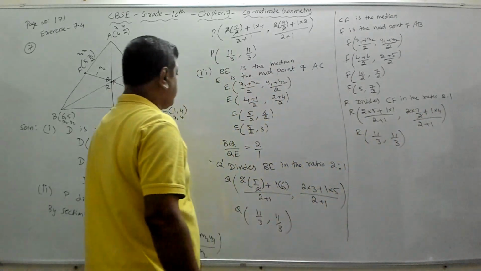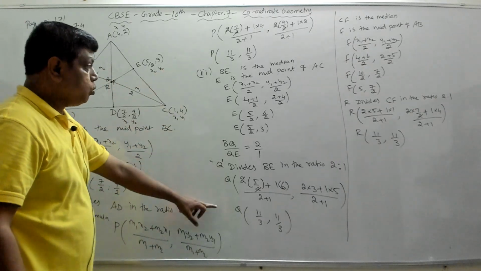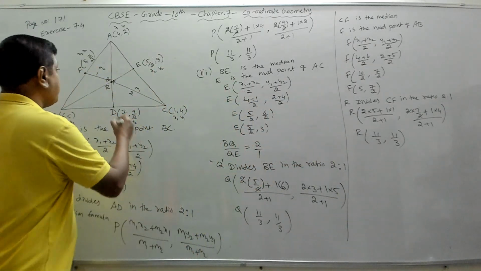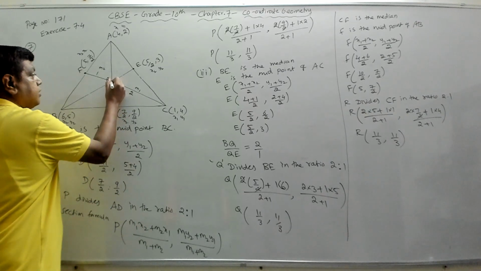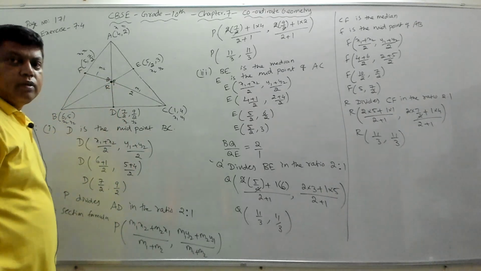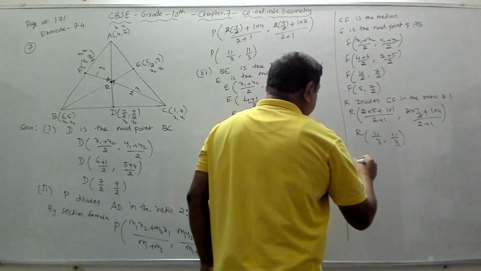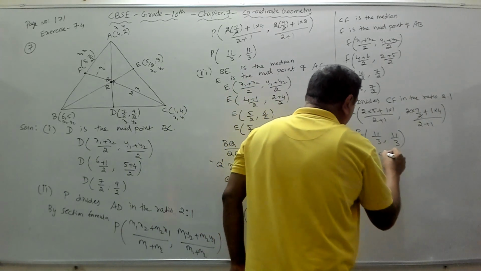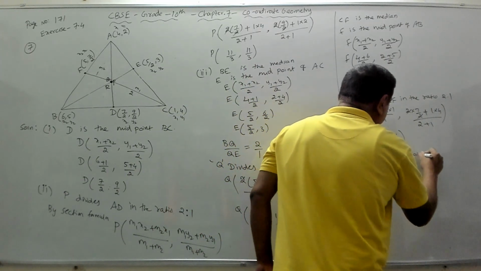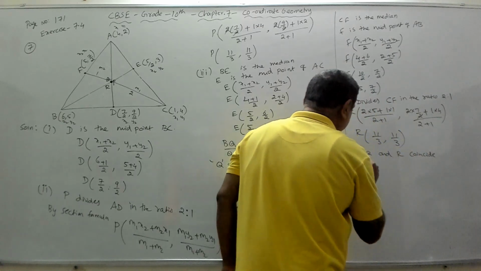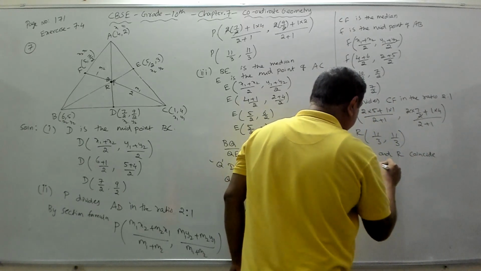So what do we observe? We got our P, Q and R. All the three are one and the same point. And this point is called the centroid of the triangle, G. So we'll say P, Q and R coincide. Therefore, medians are concurrent.